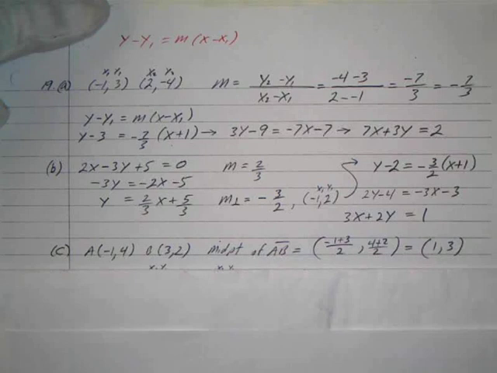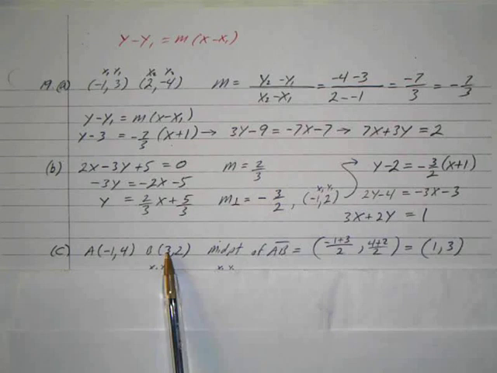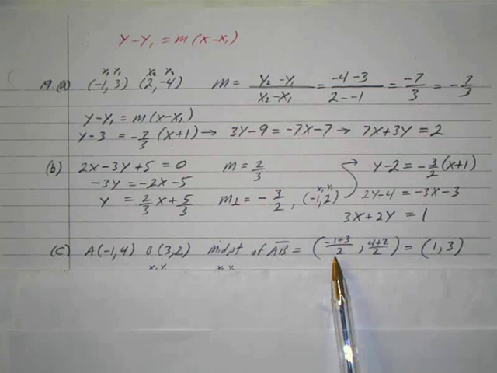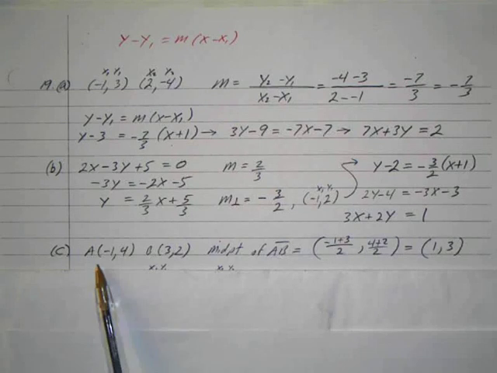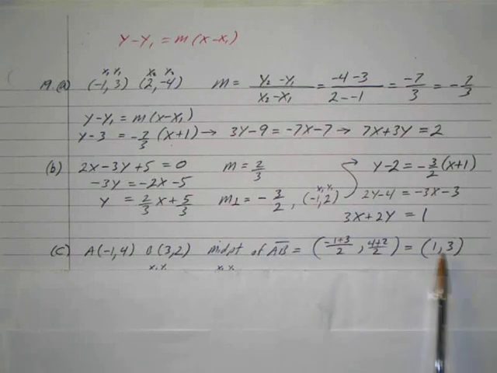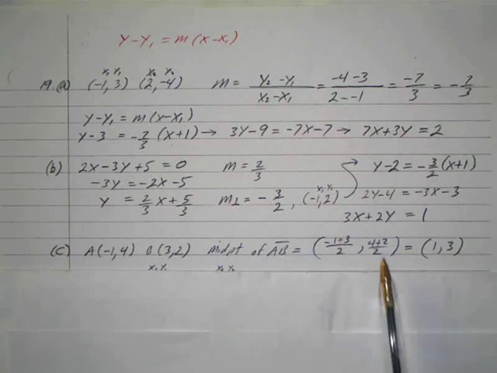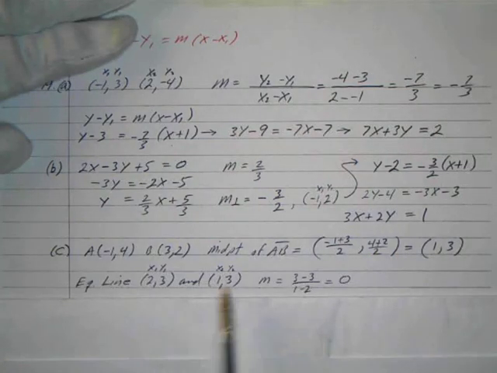Well, midpoints are real easy. All you have to do is take the average of the coordinates. In other words, just add up the x's and divide by 2, and add up the y's and divide by 2, and you'll get the midpoint. It's just the average of the x's and the average of the y's. It's very simple to find the midpoint. So -1 plus 3 is 2. 2 divided by 2 is 1. And then 4 plus 2 is 6, divided by 2 is 3. So that's my midpoint. And then again, we want the equation of the line that goes through these 2 points.